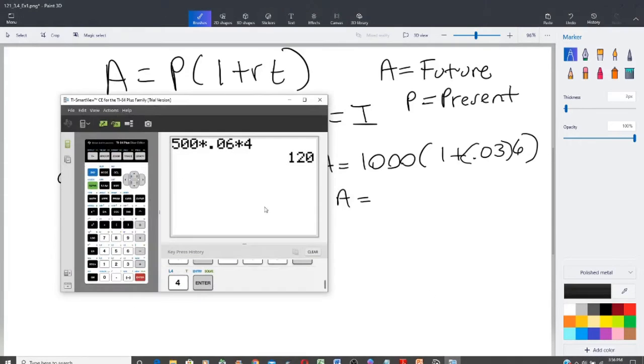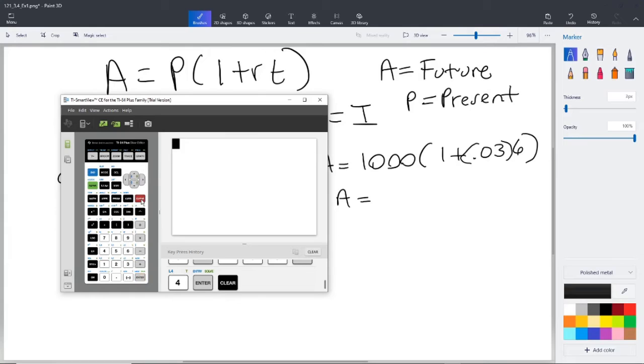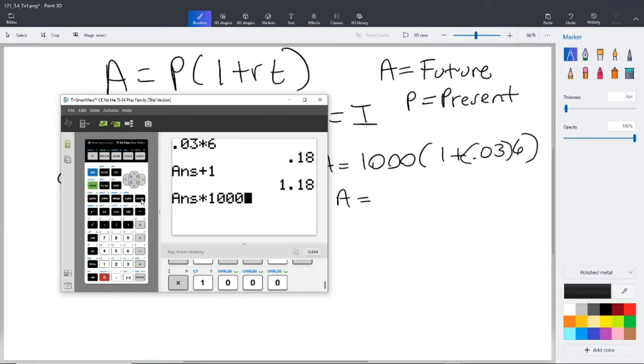Let's bring up our calculator. Let's clear off anything that may still be lingering on here. And so we start in the parentheses. We take 0.03 times 6, and we hit enter to get our answer. Then we say plus 1, right? Because there's a plus 1 right next to it. And once we have that, we say times 1,000. And then we can hit our enter button, and the answer is 1,180 as our value here.